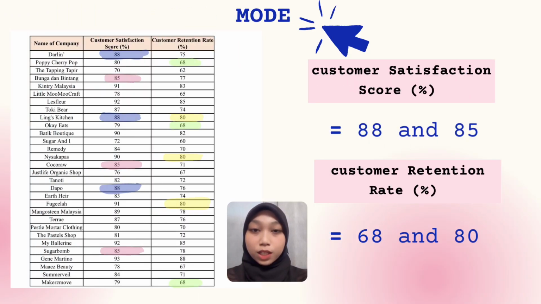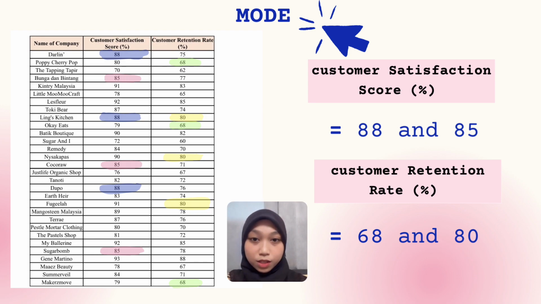Lastly, the mode identifies the most frequently occurring values. For customer satisfaction score, the modes are 88 and 85%, while for the customer retention rate, the modes are 80 and 68%. This indicates that while both metrics have some variability, satisfaction scores are generally clustered at higher percentages.